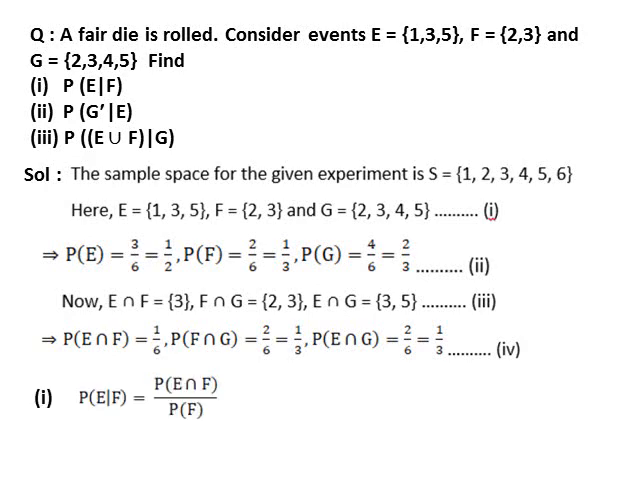Now, probability of E given F equals probability of E intersection F upon probability of F. Substitute the values. It equals 1 by 6 upon 1 by 3 equals 3 by 6 and that is equals 1 by 2.